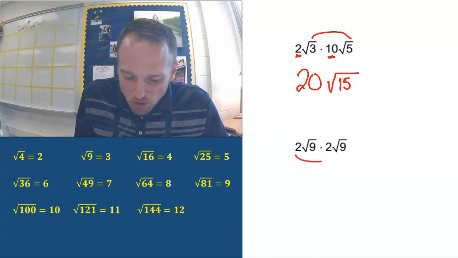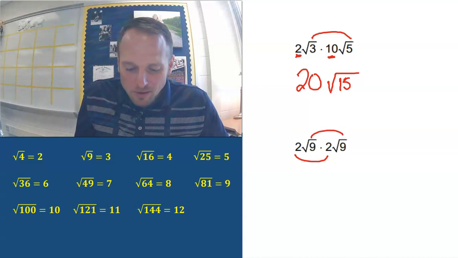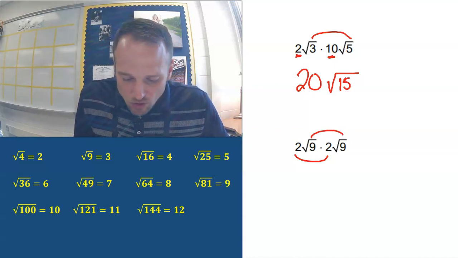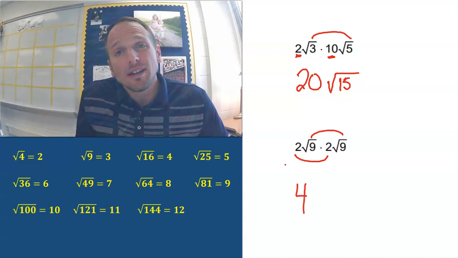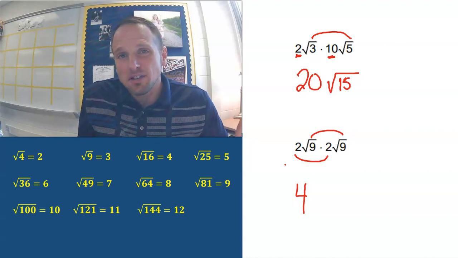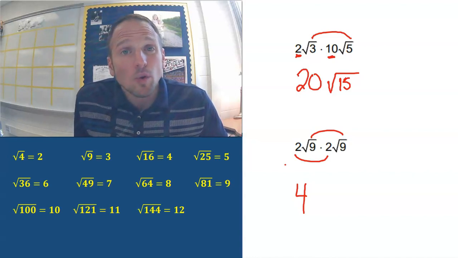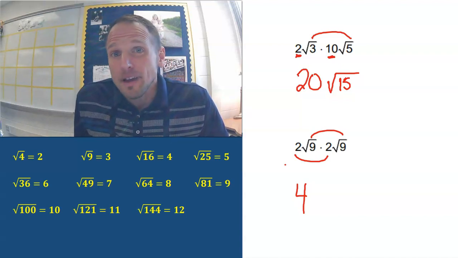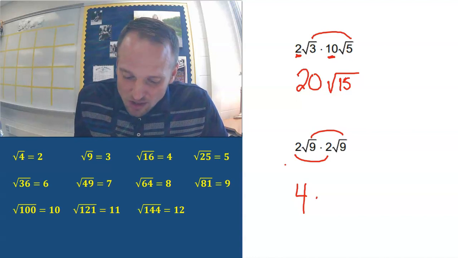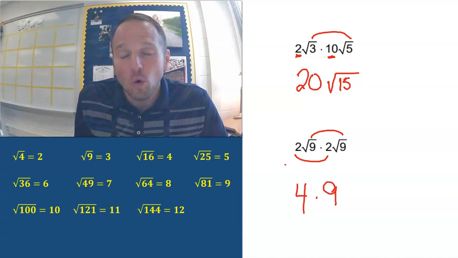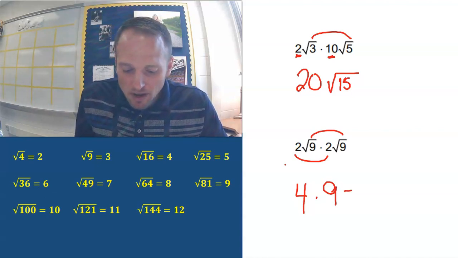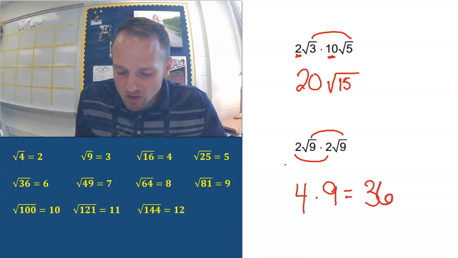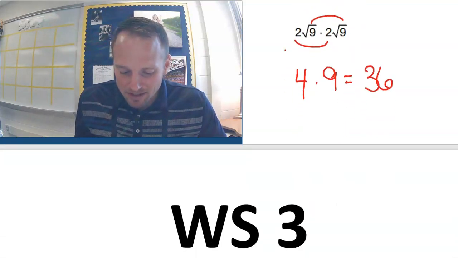Let's look at this next one. Multiply the numbers together, multiply the radicals together. So 2 times 2 is 4. And there's different ways to think about this one. Root 9 times root 9. But let's just think about this the easy way. A square root means what number times itself is it? So root 9 times root 9 is just going to be plain old 9. So we've got 4 times 9 is just going to be 36.